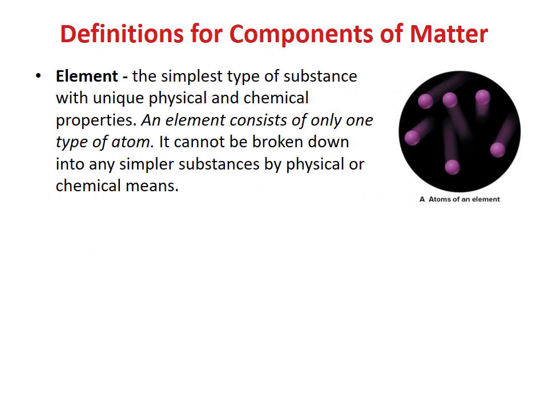An element is the simplest type of substance with unique physical and chemical properties. An element consists of only one type of atom. It can't be broken down into any simpler substances by physical or chemical means. For example, silicon is an element. Helium is another element. In nature, many elements exist as separate atoms. For example, helium gas contains atoms of helium that are separated from each other.